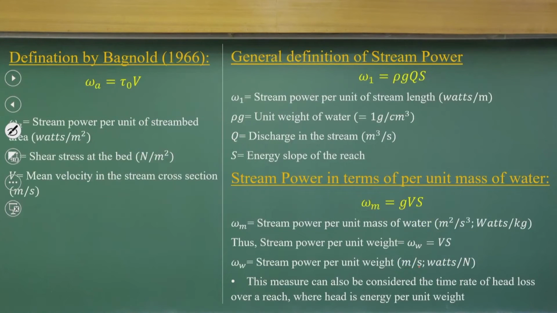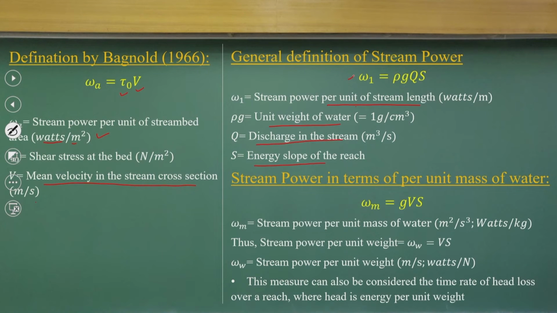Now, if you look at how we define stream power, it is the energy per unit area, defined as the product of bed shear stress at the bed and the average velocity, the mean velocity across the stream. Here gamma is the unit weight of water, Q is the discharge in the stream, and S stands for the energy slope.